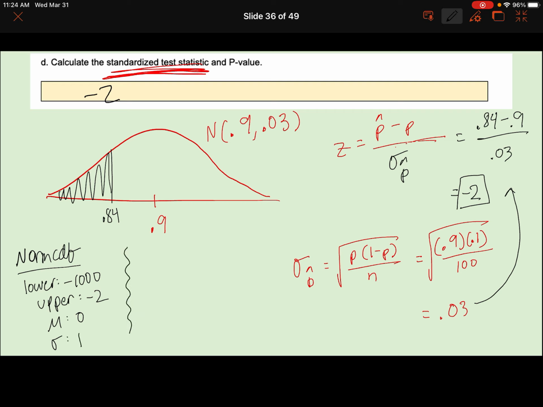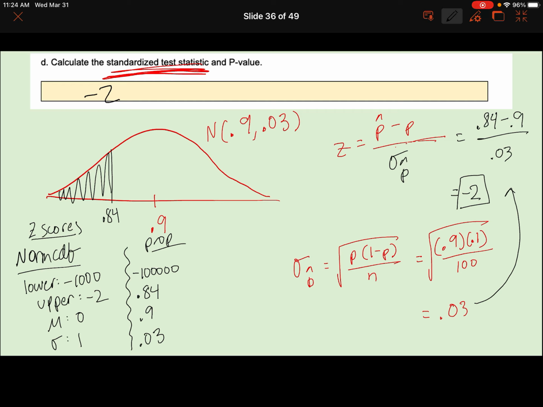You also could fill this out with the actual proportions. For that, your lower would still be a random big negative number, and the upper would now be 0.84, with the mean and standard deviation of the proportions. Whether you're using z-scores or proportions, that's cool. Just make sure you're keeping them straight. You can't mix those up, otherwise weird things will happen.